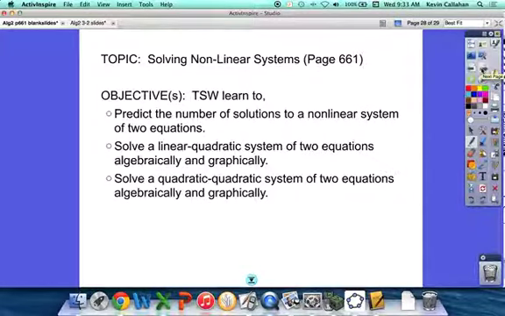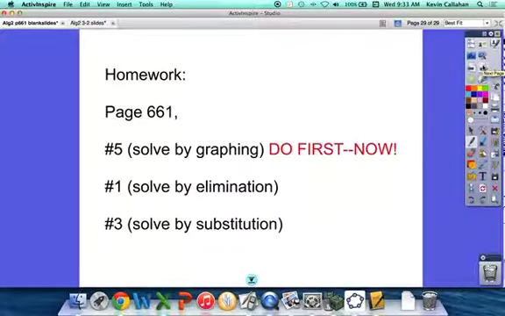So that's that. I'm going to come around and check your U-tries now. You might want to start, there's only 3 problems, right? One for graphing, one for elimination, one for substitution. You might want to do the graphing one now when you've got the calculator in your hand.